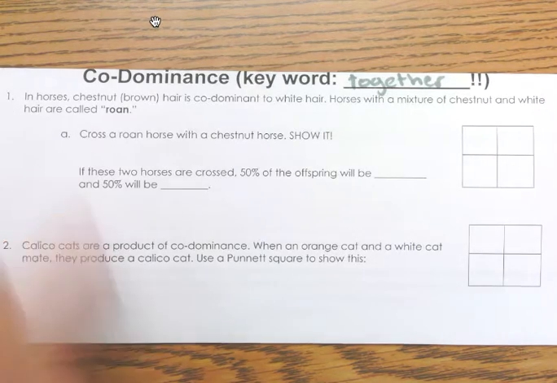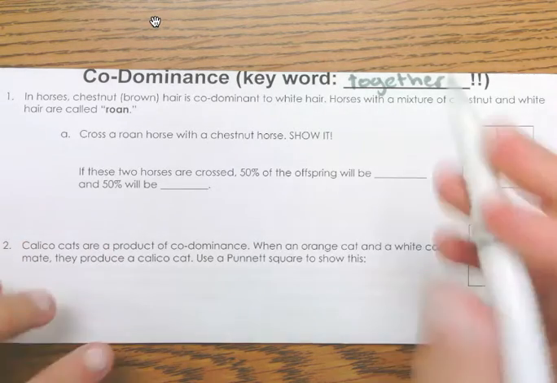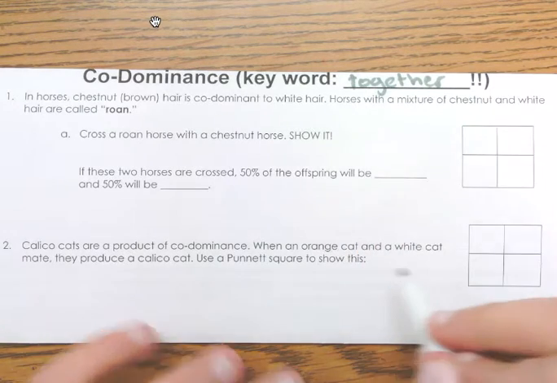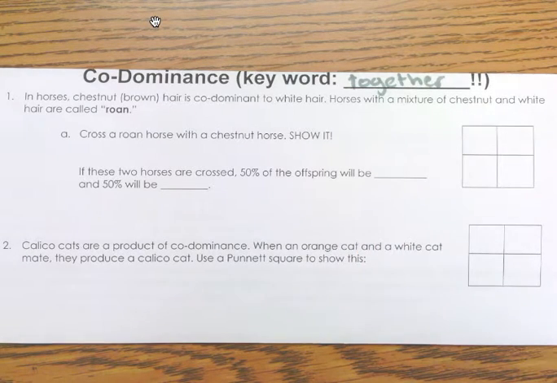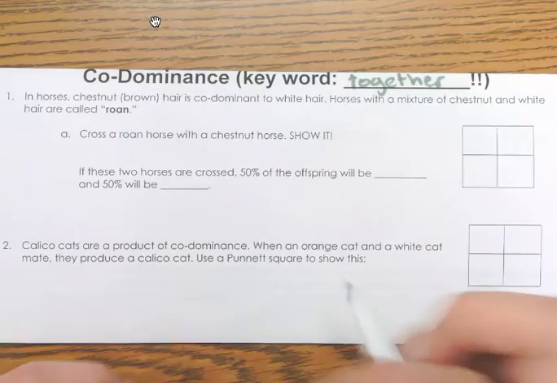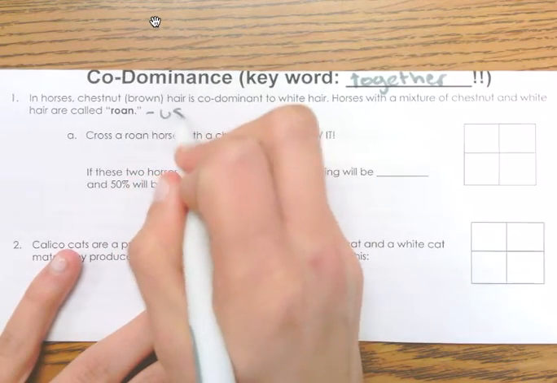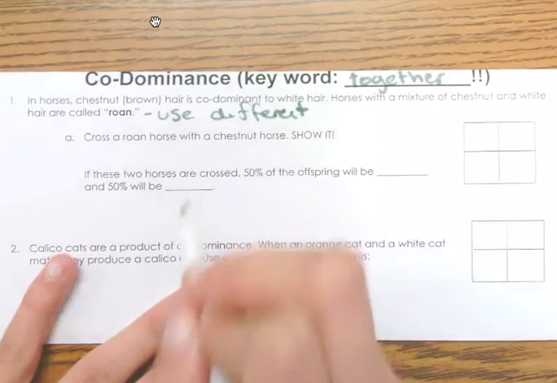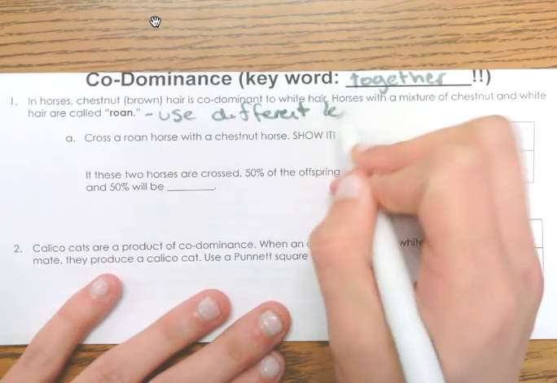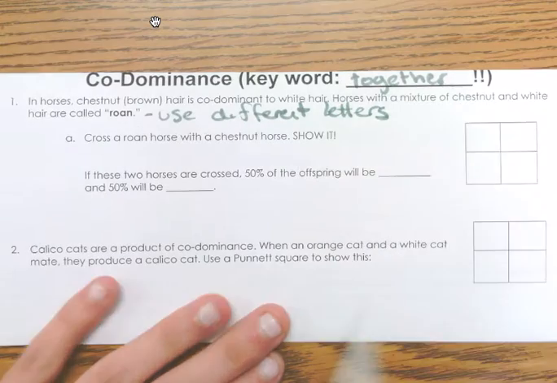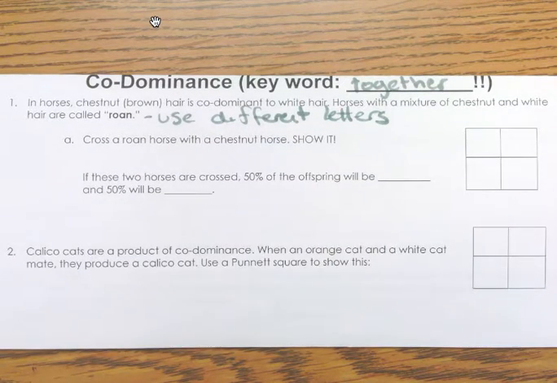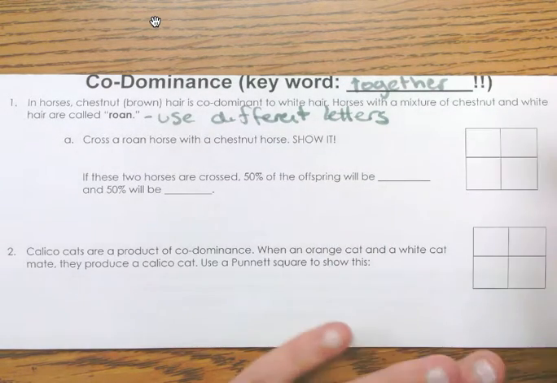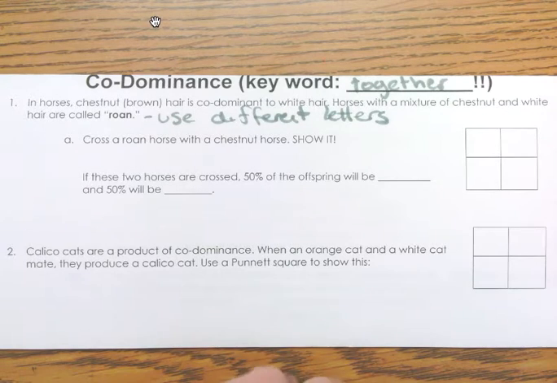Cross a roan horse with a chestnut horse. Show your work. So the first thing we're going to do is set up the parent alleles like we do for all of them. With codominance, I use different letters to show different alleles. So I will use different capital letters to show white and brown. I will use W for white, B for brown. You could use C for chestnut too. It doesn't really matter as long as you know what it means.